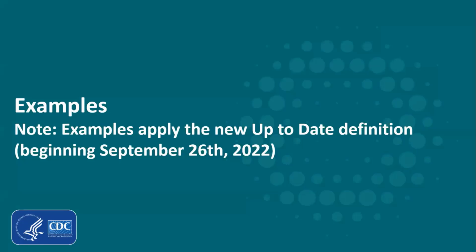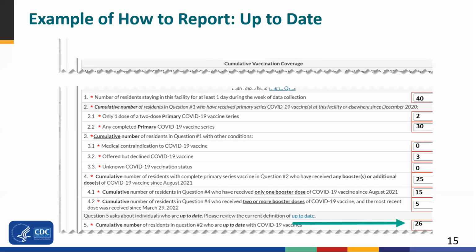Now let's review a few examples of how to report up-to-date COVID-19 vaccination status. We will now talk through an example of reporting up-to-date vaccination status. This slide shows how up-to-date COVID-19 vaccination data are entered into NHSN.